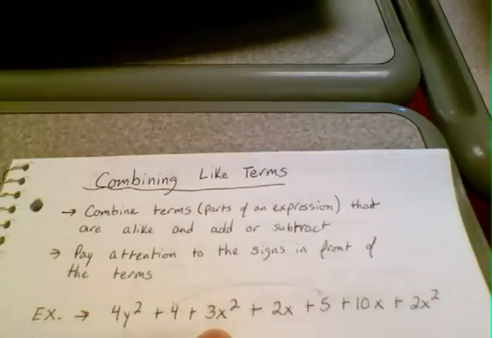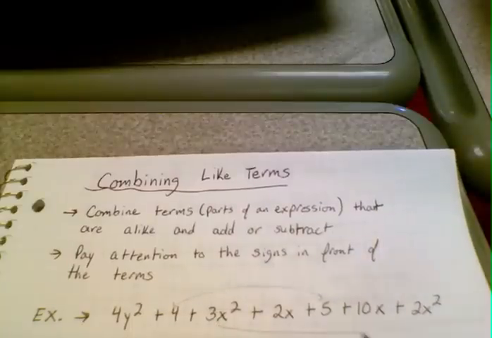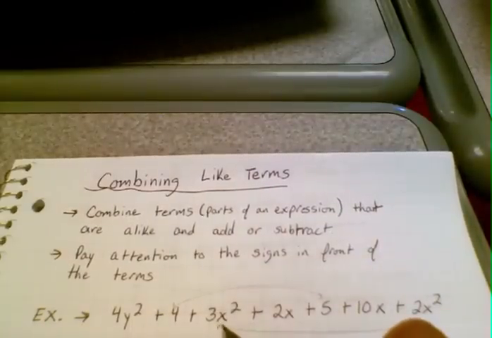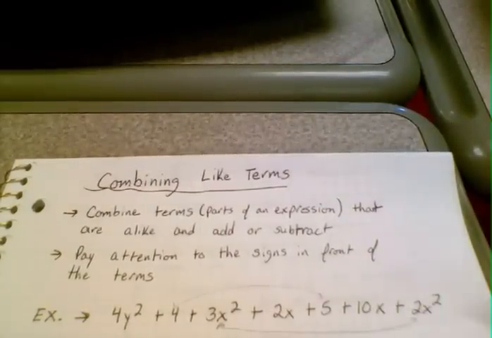Now moving on to the 3x squared. I need to find any terms that have the x squared term by the number. And I see now that I have 3x squared and 2x squared that I can add together. The terms are the same. They are alike. I don't see anything else.